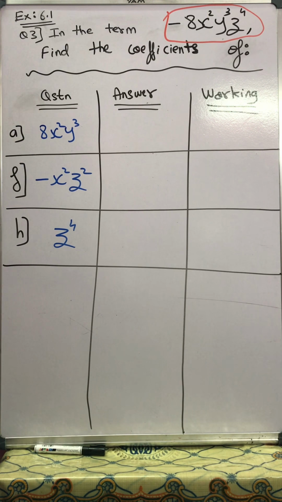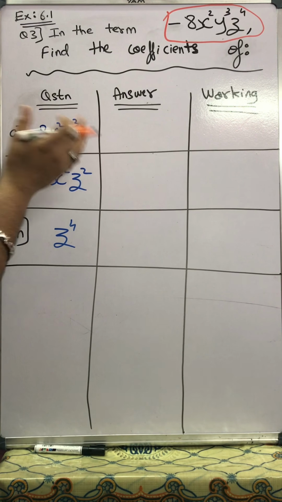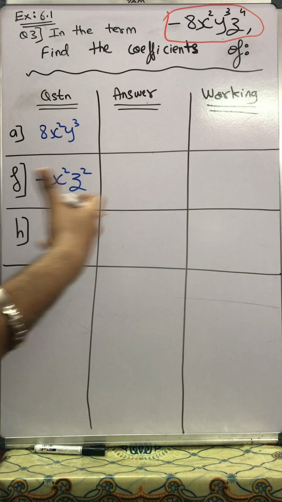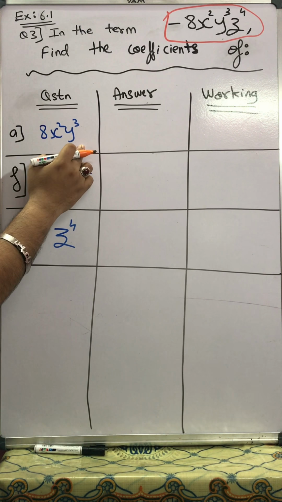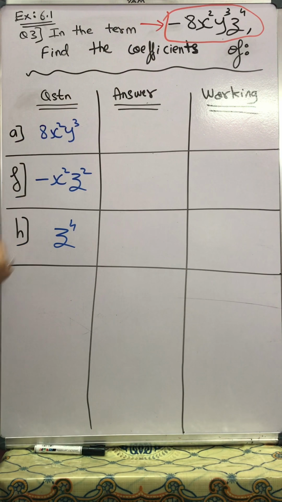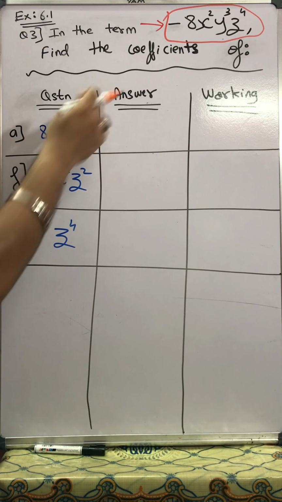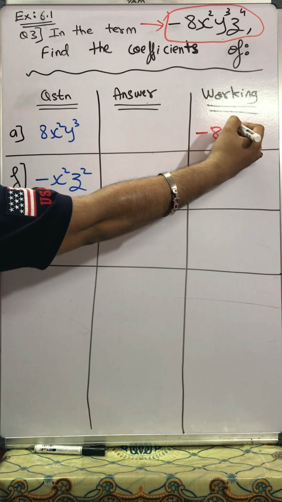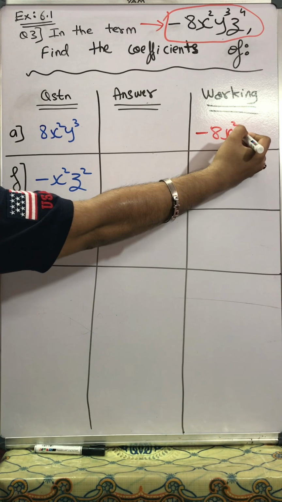Okay, let's do the first one. 8x square y cube. Now see what we have to do actually. Please see on the board. We need to find the coefficients of 8x square y cube, meaning the other supporters, other friends of 8x square y cube, after comparing them with the original reference term. So to ease our work, let me first copy this into the working column: minus 8x square y cube z raised to 4.